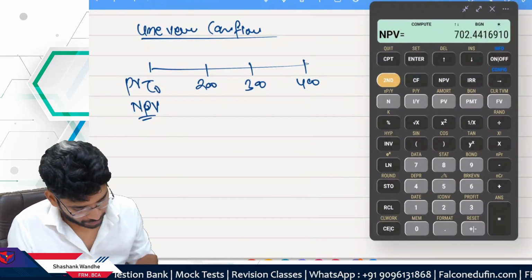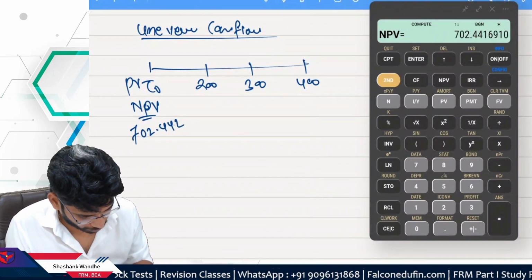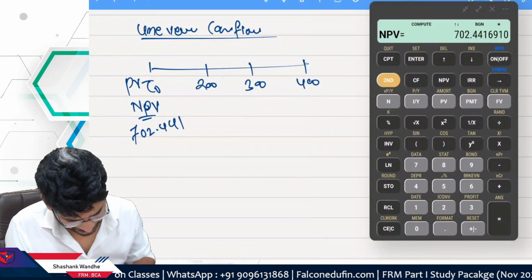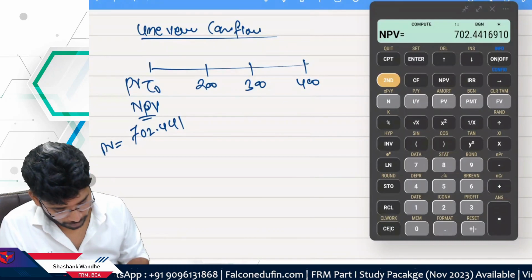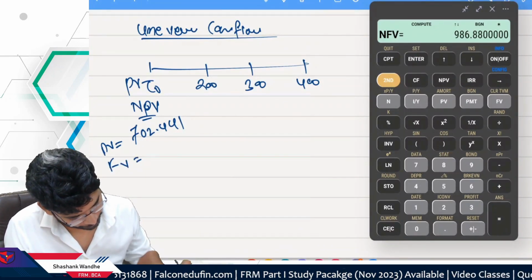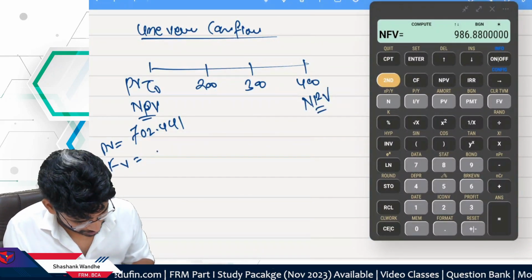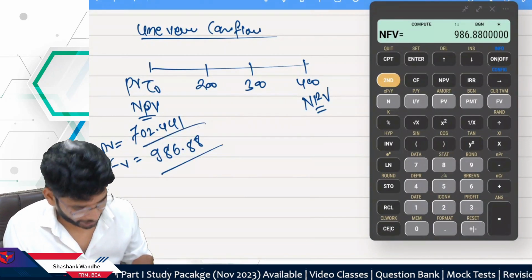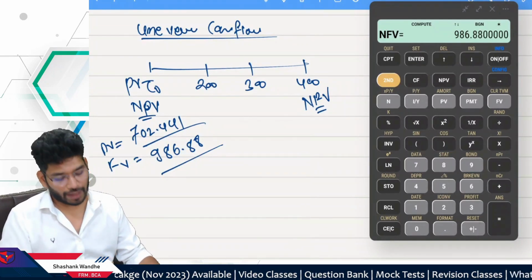So compute NPV. So the answer is 702.44441. Okay, you can take 702.44, no problem with that. This is your present value. If you want to calculate the future value, then in this particular case, simply press down to the NFV. So this is 986.88. Okay, so we got the NPV, we got the NFV: net present value, net future value.